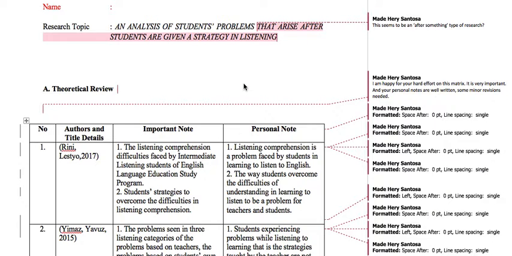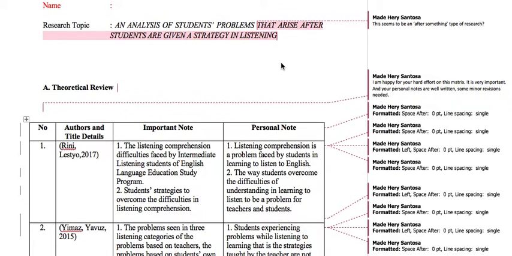So this work is an analysis of students' problems that arise after students are given a strategy in listening. Remember that what you are planning at the beginning is the topic, yeah? It's not the title. Many students ask whether the title is correct or good or not. That is not the point at the moment. So what is the topic? The topic must come from, of course, the research problem. Looking at the topic here, it seems that you are planning to do an after-something-happening study, yeah, because this will deal with the research design later on that you have to know.